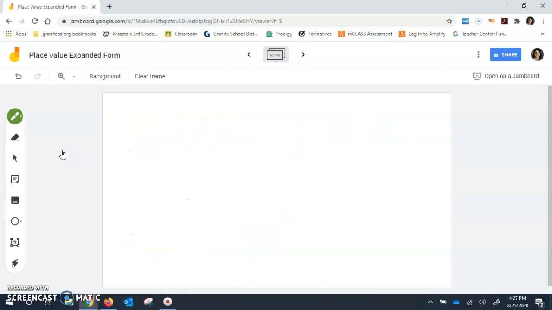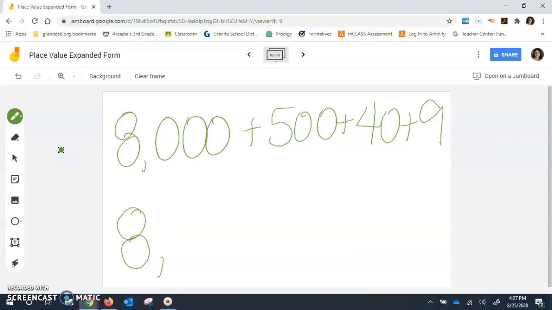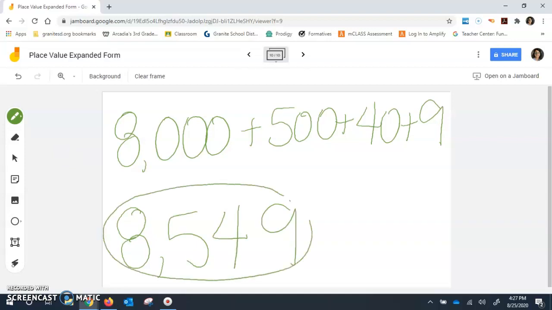And let's just do one more for good measure. Let's say we have 8,000 plus 500 plus 40 plus 9. And you'll notice I now have 4 numbers here. And now I can put all 4 of them in my place value. So you get 8,000, 500, 40, and 9. So this number moved to standard form is 8,549. And that's exactly how you write it.